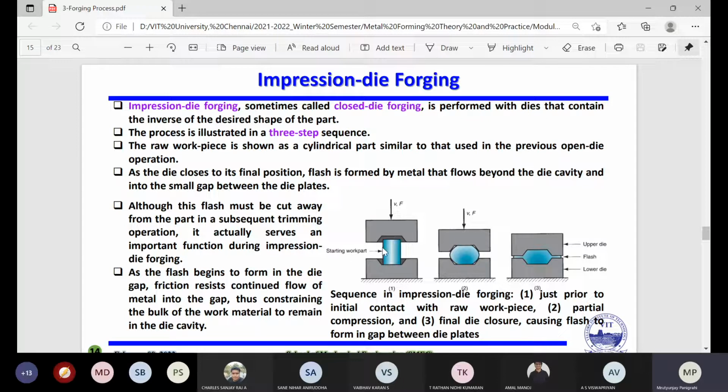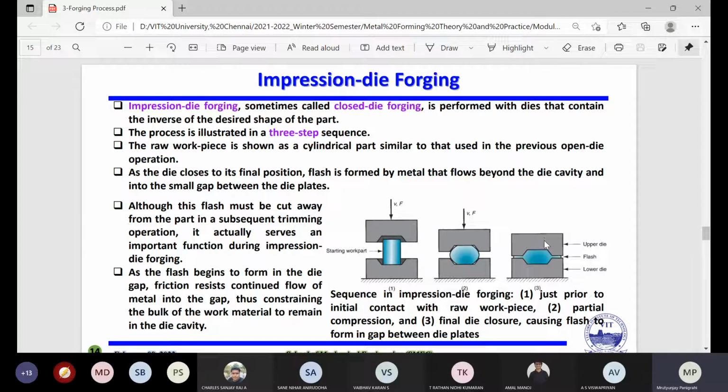This is the starting work part. You have this work part. Okay, and the second one, partial compression, because initially you have to go, or maybe you have to touch that. Okay, so you have to apply and you have to touch that sample.